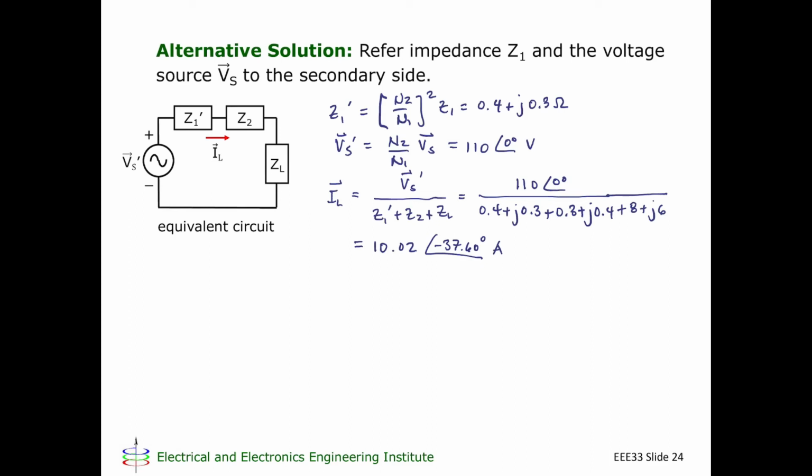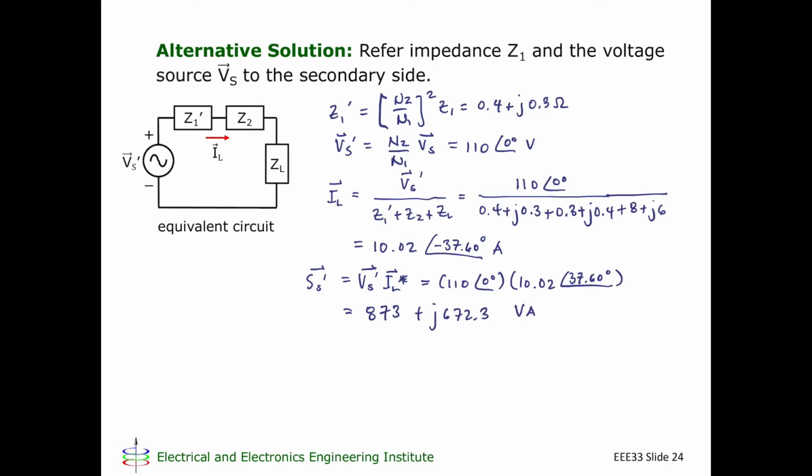So what are the power and reactive power delivered by V sub S prime? Let's call that S sub S prime, complex power. This is V sub S prime multiplied by I sub L conjugate. So this is 110 at an angle of 0 degrees multiplied by 10.02 at 37.60 degrees, conjugated. And from your calculator, I'm going to get 873 plus j672.3 volt-amperes. This is P sub S prime, and this is Q sub S prime.